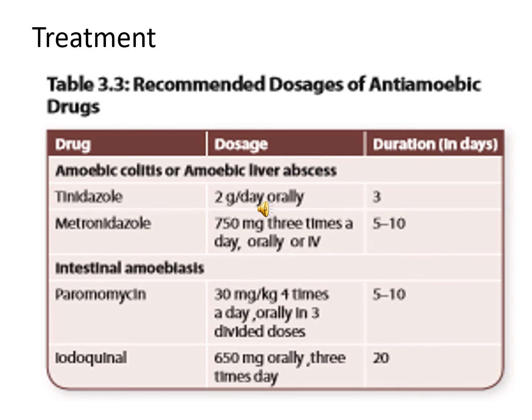Next is the treatment, and I have a table in which there is the drug's name, the dosage or level of the antibiotics, and the duration to be taken. For intestinal amoebiasis, the drugs used are paromomycin and iodoquinol. For amoebic liver abscess, tinidazole and metronidazole are the drugs of choice for amoebic infections.